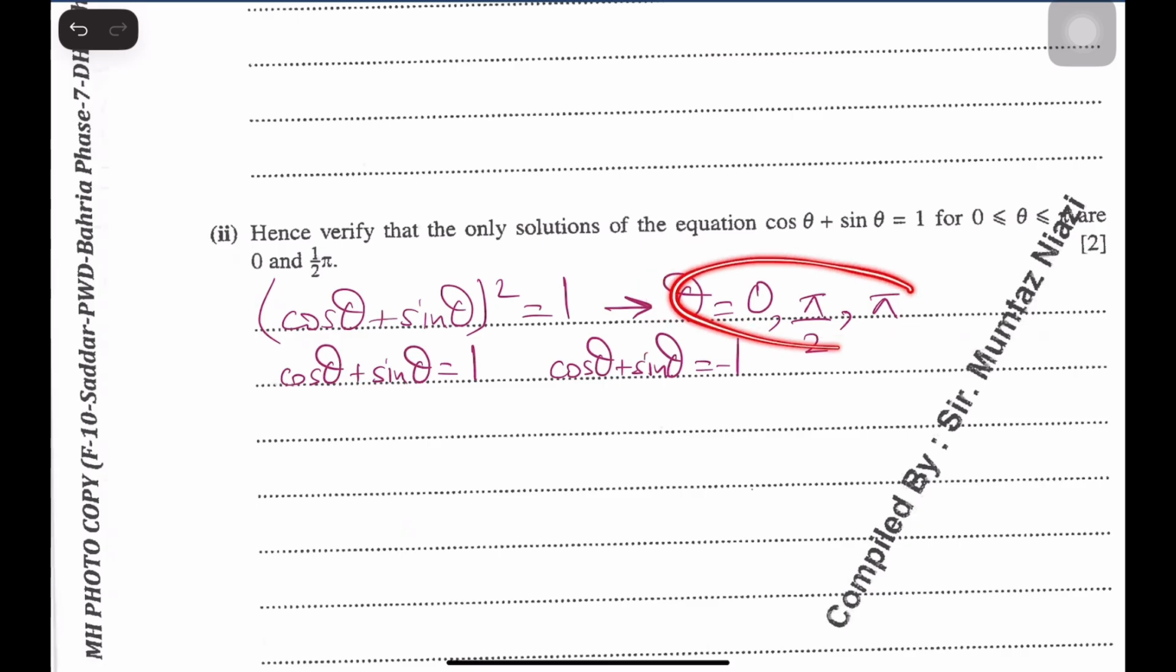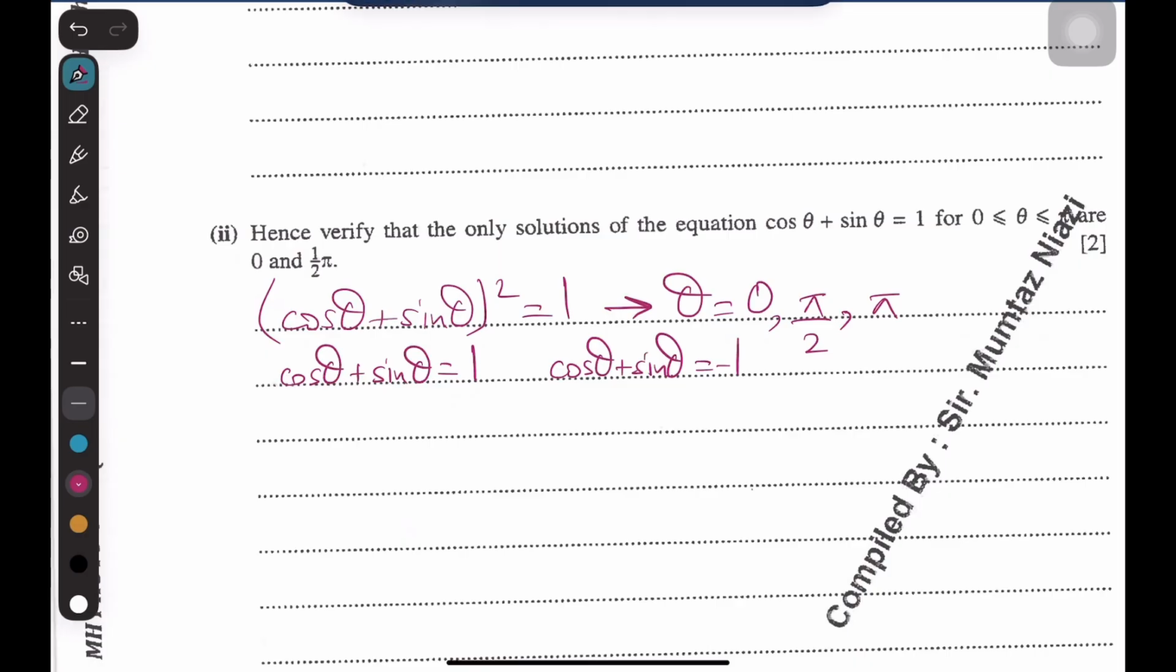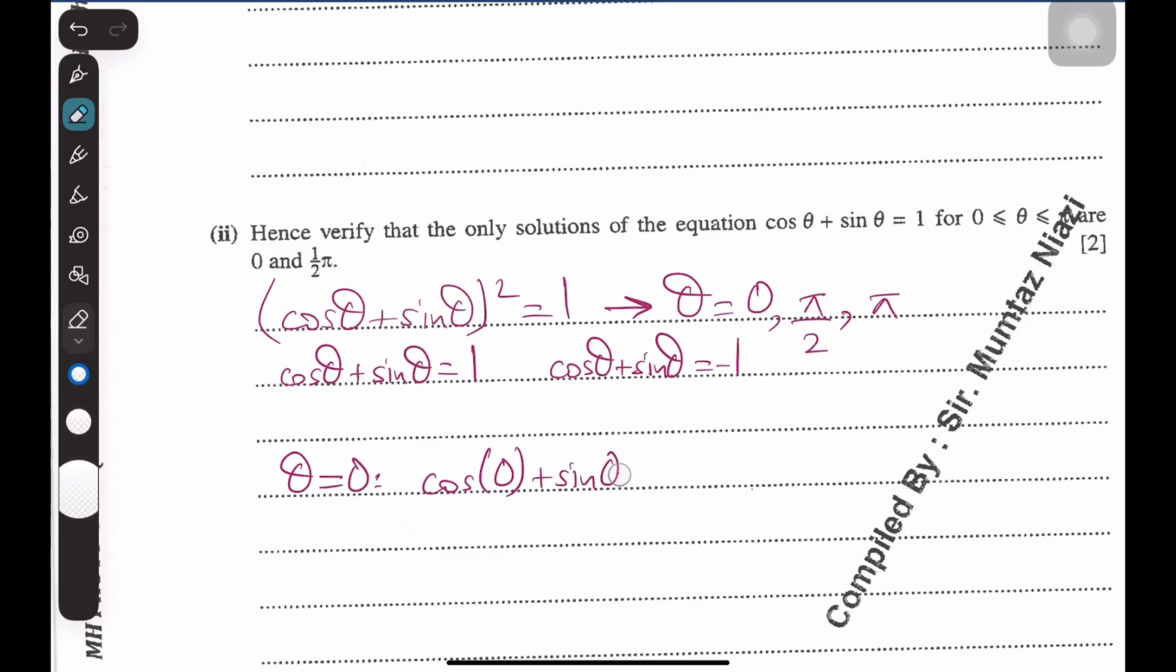Now some of these will apply to this part of the equation and some of these will apply to this part of the equation. So we need to confirm how many of them apply to this part of the equation. So let's see if 0 applies to this. If we consider theta equals 0, let's do it on a new line. So we would have cos 0 plus sin 0. Cos 0 is 1 and sin 0 is 0, so we get 1. So we can say that this is correct.